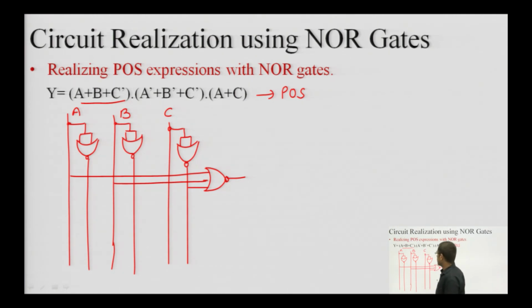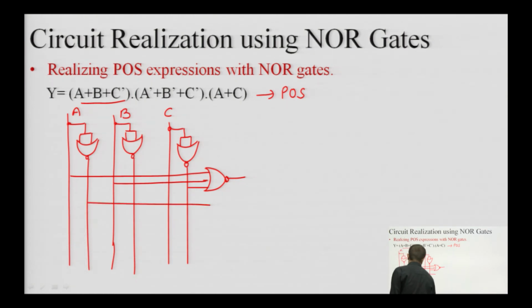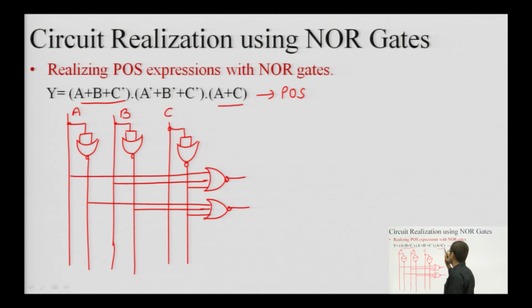Similarly, for the second sum a complement plus b complement plus c complement. So, this is my a complement, this is b complement and this is c complement. And the third sum is a plus c. So, this is my a and this is my c.